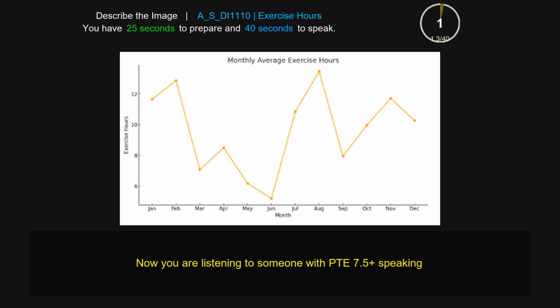The following graph gives information about the monthly average exercise hours for each month. The first was January around 11 hours, followed by March around 7 hours. After that comes April around 8 hours, and July around 11 hours, and August around 14 hours. In conclusion, the highest was August and the lowest was June. The highest was 14 hours and the lowest was 5 hours only.